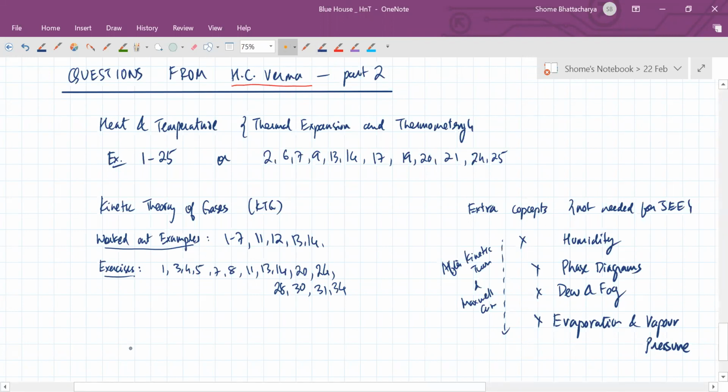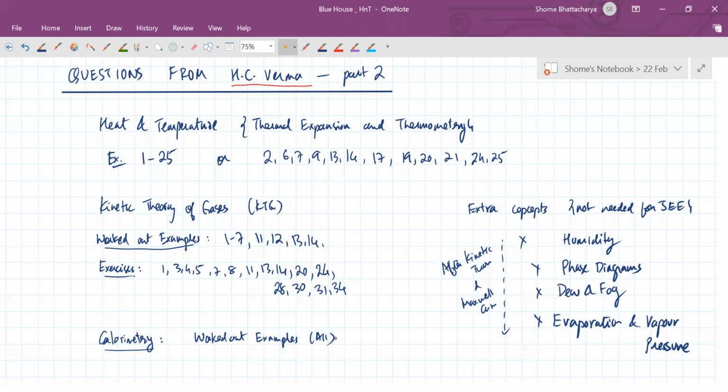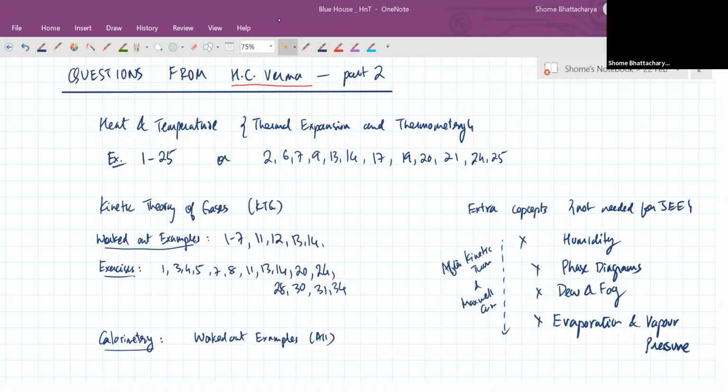Then calorimetry is an easy topic, so you don't need to do so much. In calorimetry from HC Verma, just go through the worked out examples. All of them, just go through them once. They're very easy. Everything is based on that same formula of specific heat capacity and latent heat. Once you go through my lecture notes and see the questions we've done in class, they are just repeated versions of that question. So nothing really extra or difficult. So that is about calorimetry.